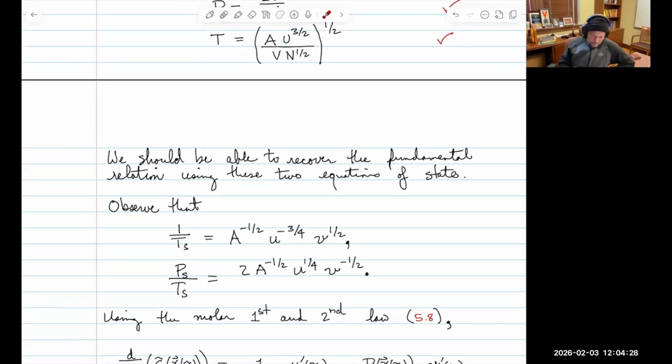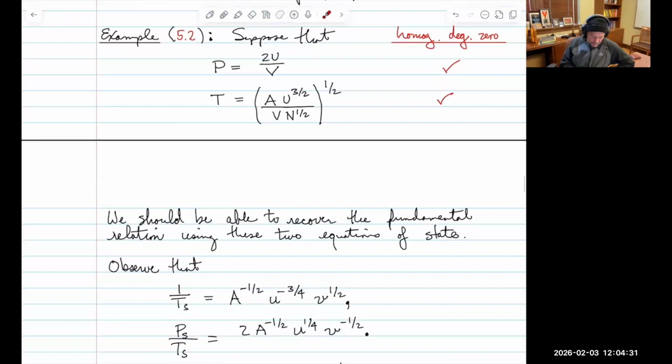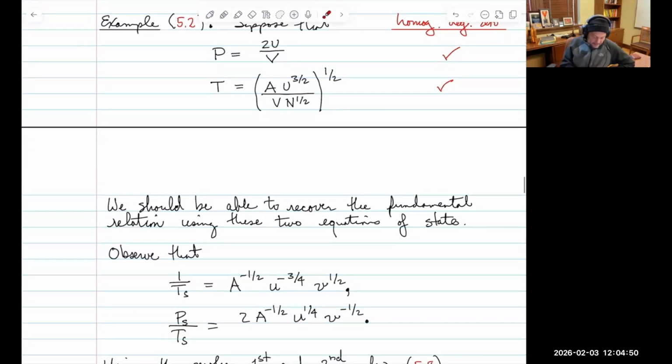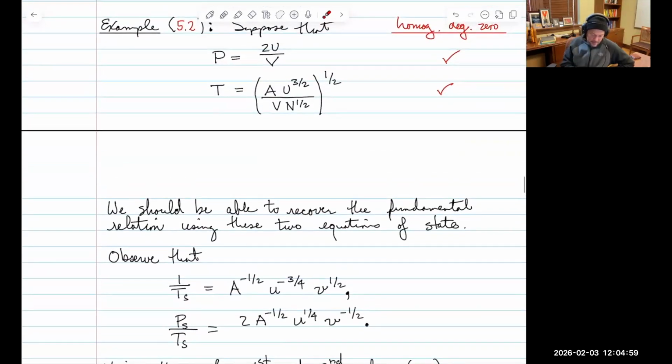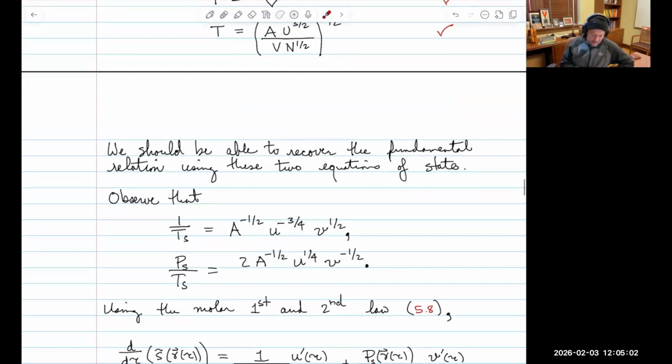Okay. Now, for this first calculation, I'm just going to use the combined first and second laws in differential form. And so if I look at that equation, I need a 1 over temperature and a 1 over pressure. Now, again, I said these are entropy versions of pressure and temperature. So 1 over the entropy temperature is equal to, just have a look from this, A minus 1/2, U minus 3/4, V to the 1/2 power.